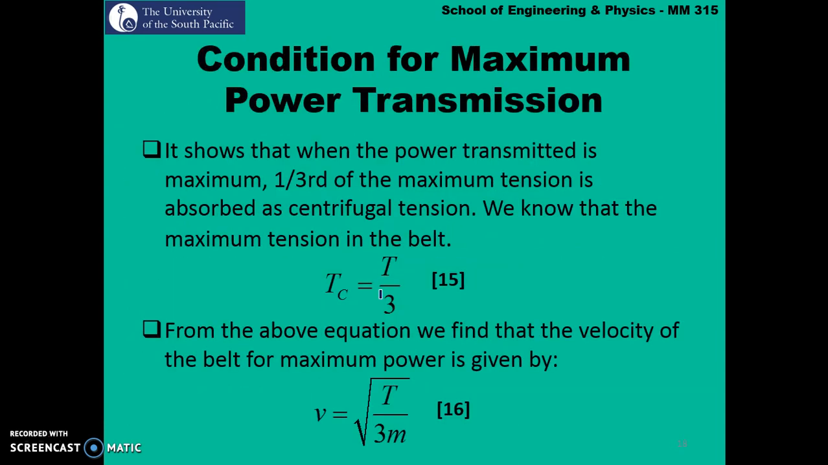When the question specifies that we're looking at maximum power transmission condition, the first thing you need to understand is that your centrifugal tension is given by expression 15, which states that your centrifugal tension is simply 1/3 your maximum tension, so capital T over 3. Then you will calculate your velocity for maximum power transmission using equation 16. You won't use V equals pi dn upon 60, but you will use this relation, which states that your velocity is the square root of T over 3m. M is the mass of the belt per unit length.